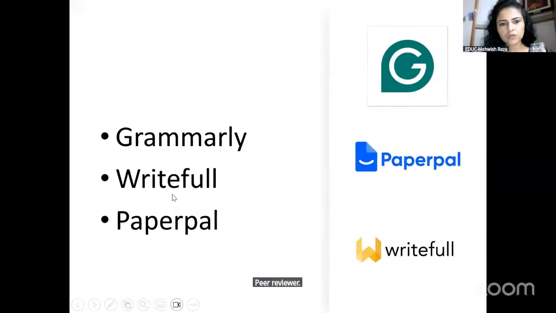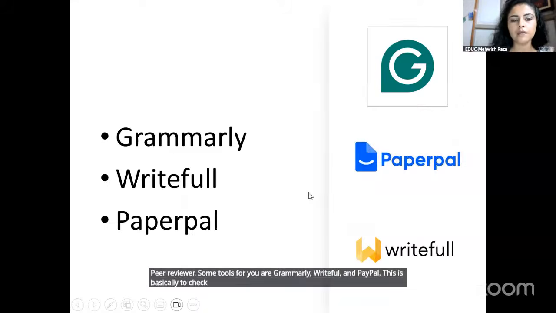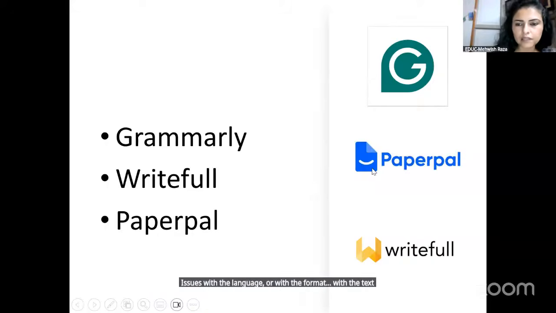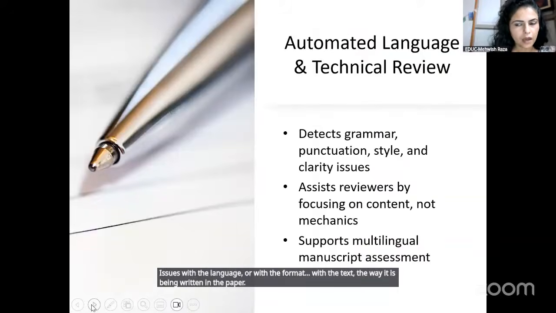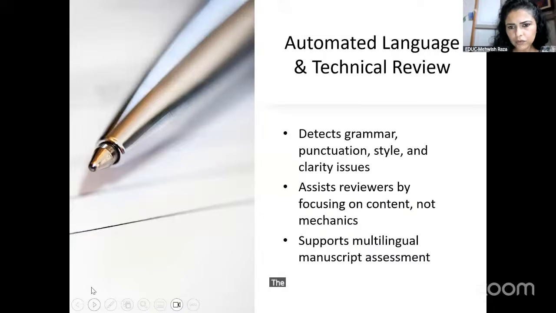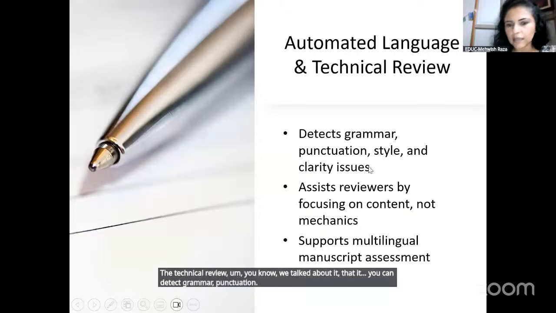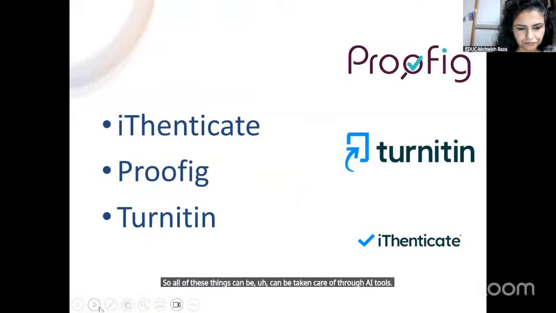Some tools for you are Grammarly, Writeful, and Paperpal. These basically check issues with the language or the format, the way the text is written in the paper. For the technical review, as we talked about, you can detect grammar, punctuation, style, and clarity issues. All of these things can be taken care of through AI tools.